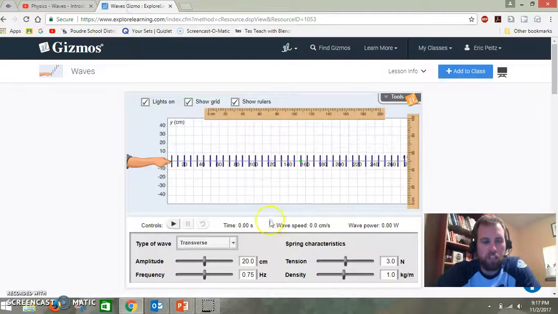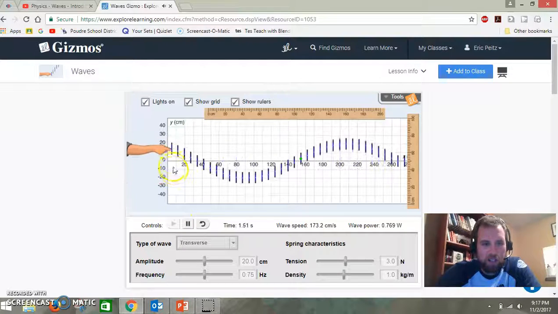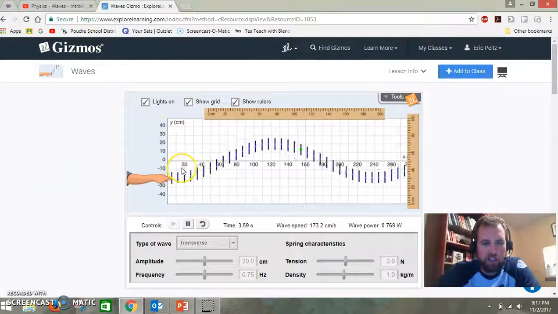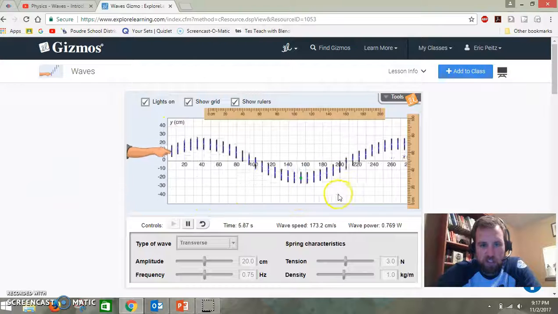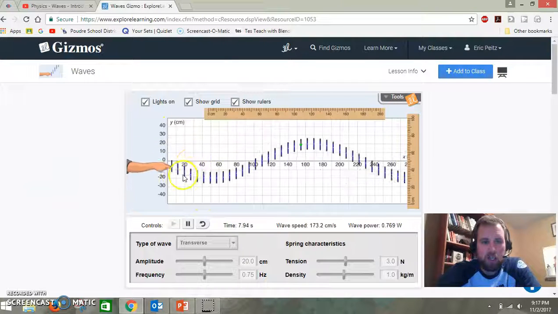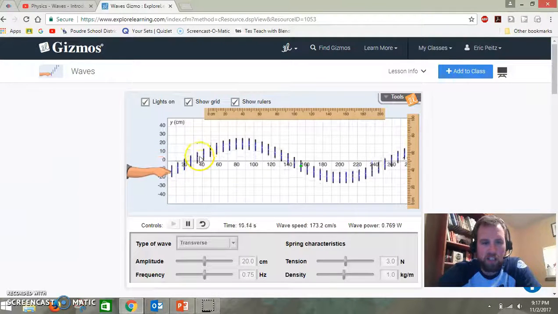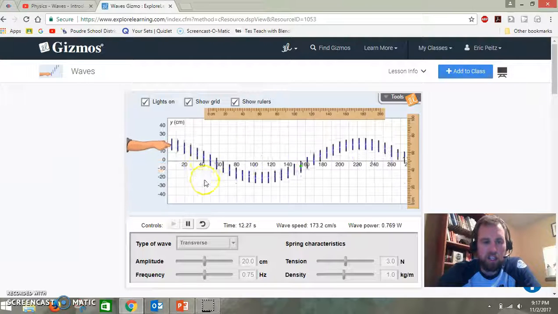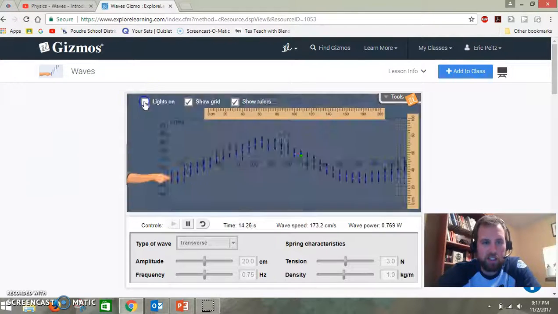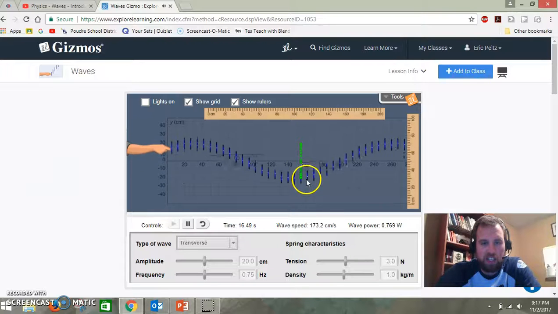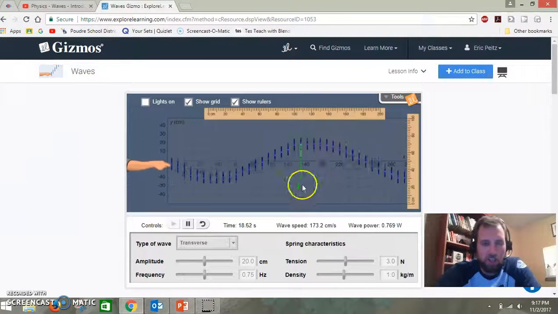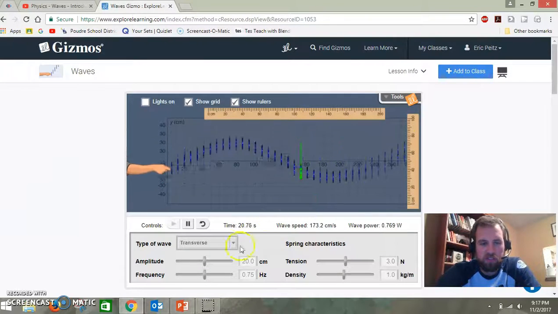Here is the gizmo you guys are going to be doing today. So if you take a look here, we're going to create some transverse waves. So as the person makes the slinky go up and down and up and down, again, wave is traveling from left to right. But if you look at an individual slinky here, part of the slinky, it's just moving up and down. And take a look here with the lights off. This green dot represents the slinky moving up and down as the wave moves left to right.